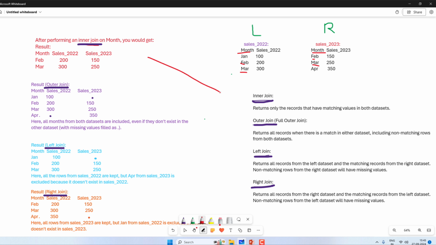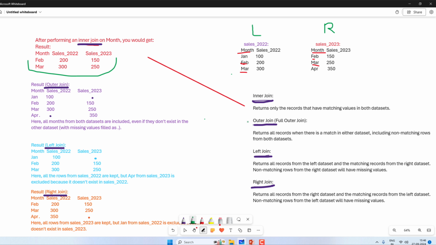So after performing inner join on month, you would get the result as month, Feb and March, and sales_2022 and sales_2023. In sales_2022, the matching observations are February and March. So Feb and March are printed in this output. If you see, Feb and March are printed in the inner join method.